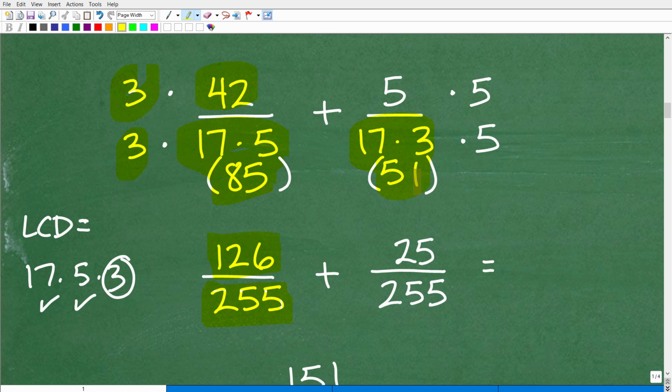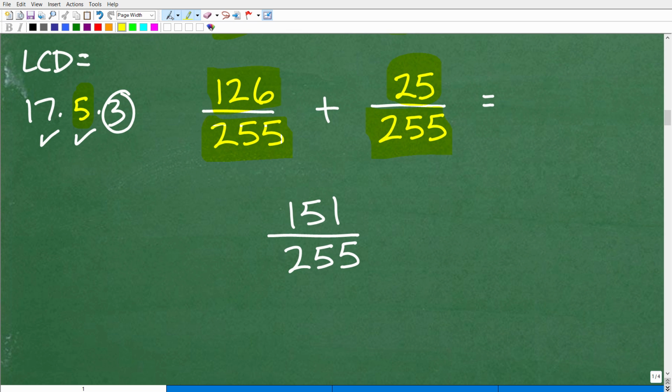So how do we turn 51 into 255? We need to multiply it by 5. Again, we can see that if we leave this factor of 17 times 3, it's missing the 5 in our LCD. So we're going to multiply both the denominator and numerator by 5. So we get 5 times 5 is 25.